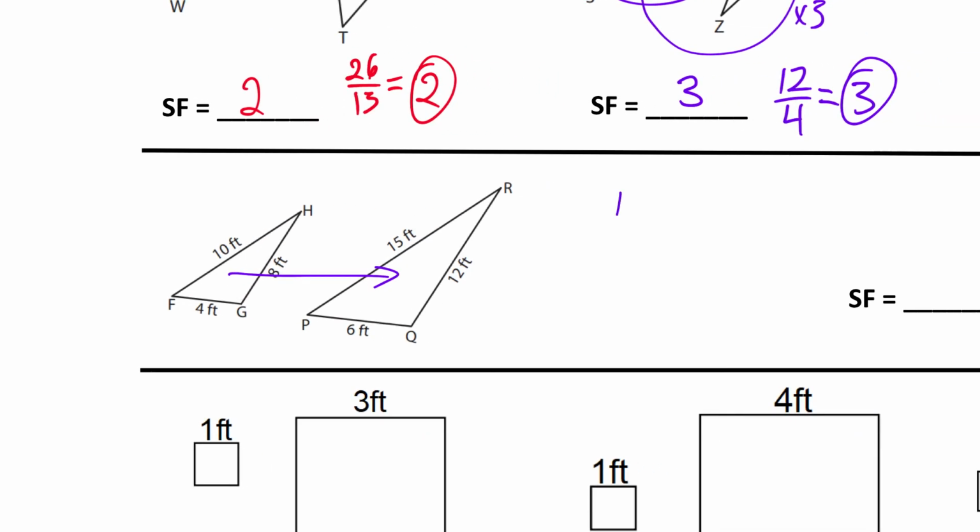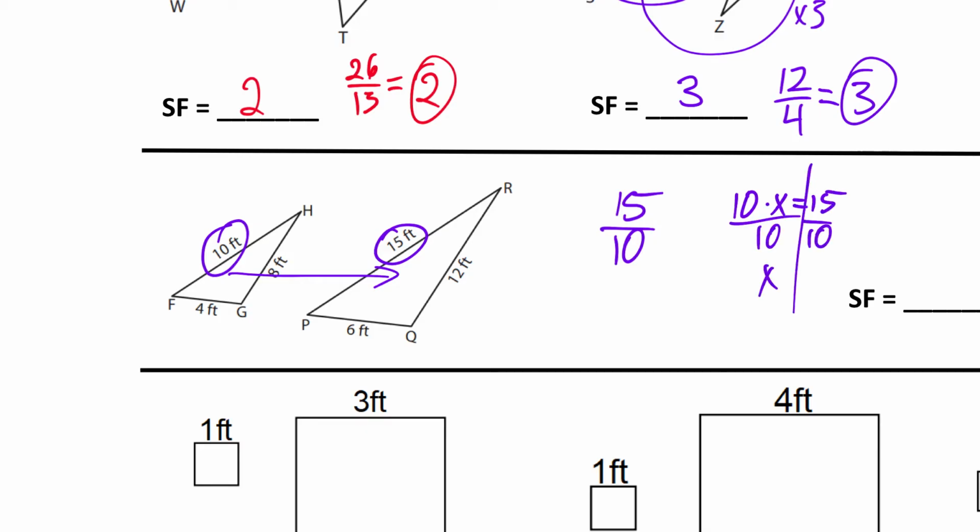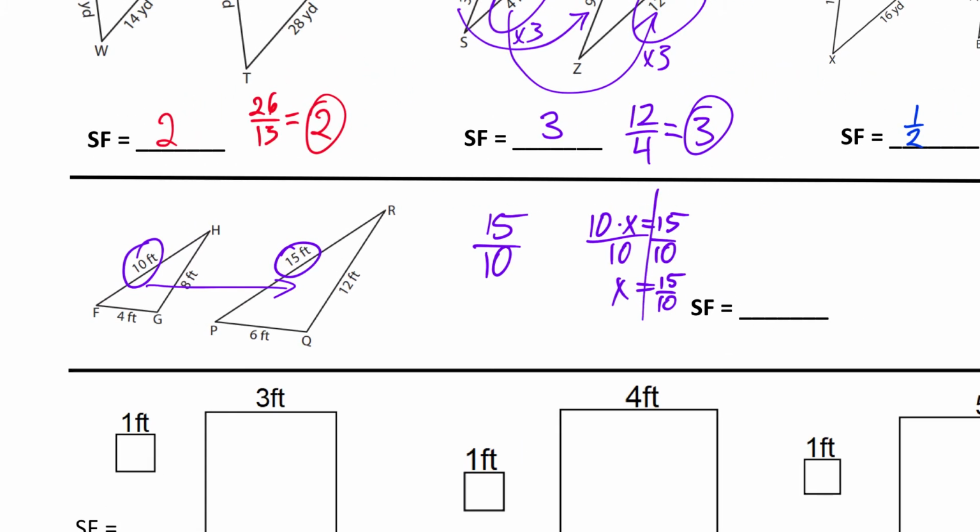So the easy way to do that is just to put the new over the old, just to put 15 over 10, which is the same thing as what we would do otherwise. We would say 10 times something gives you 15. Divide both sides by 10, and it's going to give you 15 over 10. Right, so the scale factor is 15 over 10, or if you simplify that, what does that simplify to? It simplifies to 3 halves, or to 1.5, right?